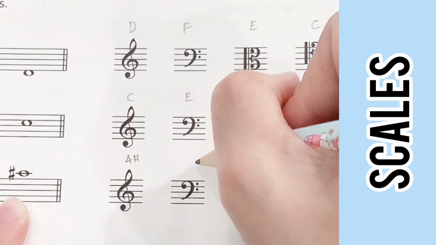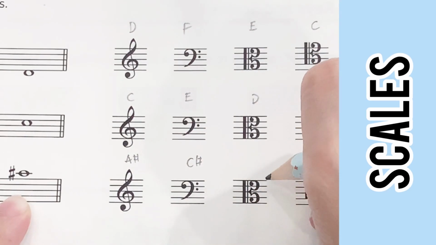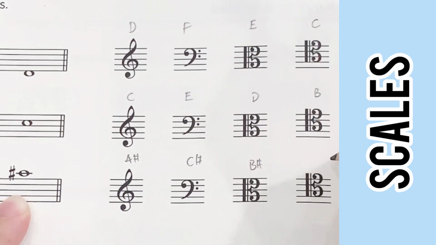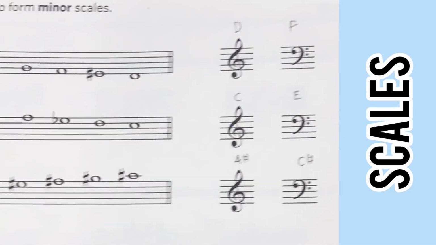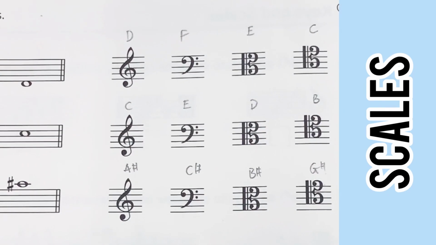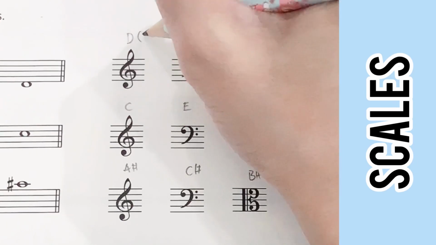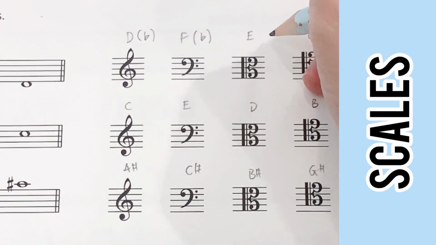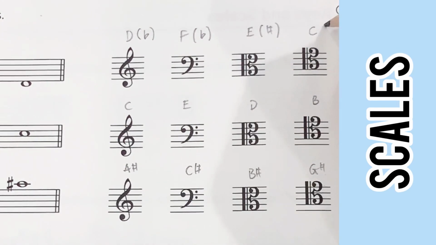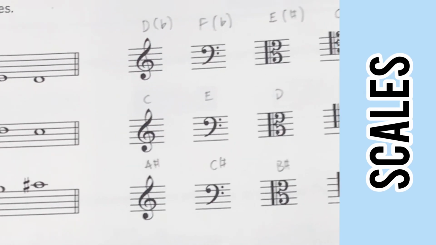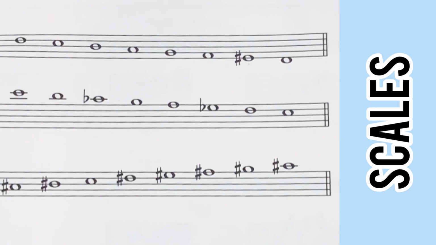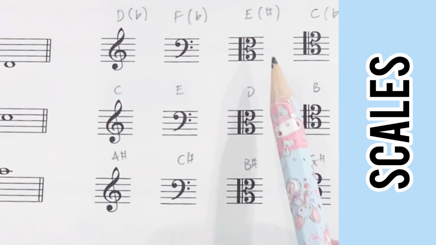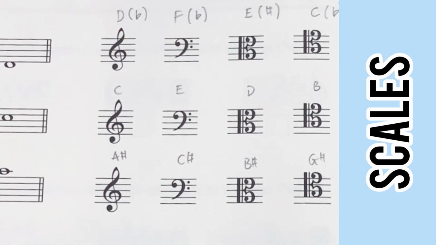Next, we have A sharp, C sharp, C, E, G, B sharp, C, E, G sharp. Next, we look at the scales to see if the accidentals are sharp or flat. D minor is a flat scale, F minor, flat scale, E minor, sharp scale, and C minor, also a flat scale. So here we have a sharp. If it's a sharp, then the only option that we have here is E minor.